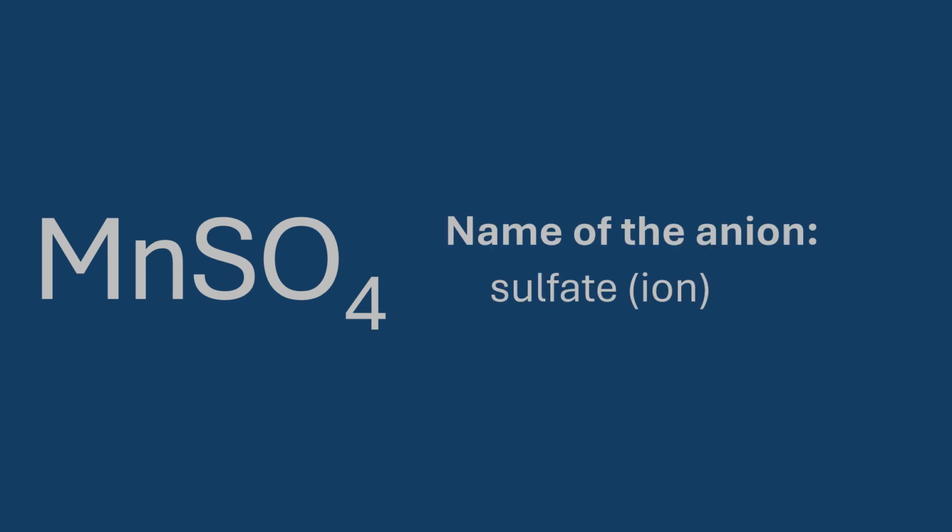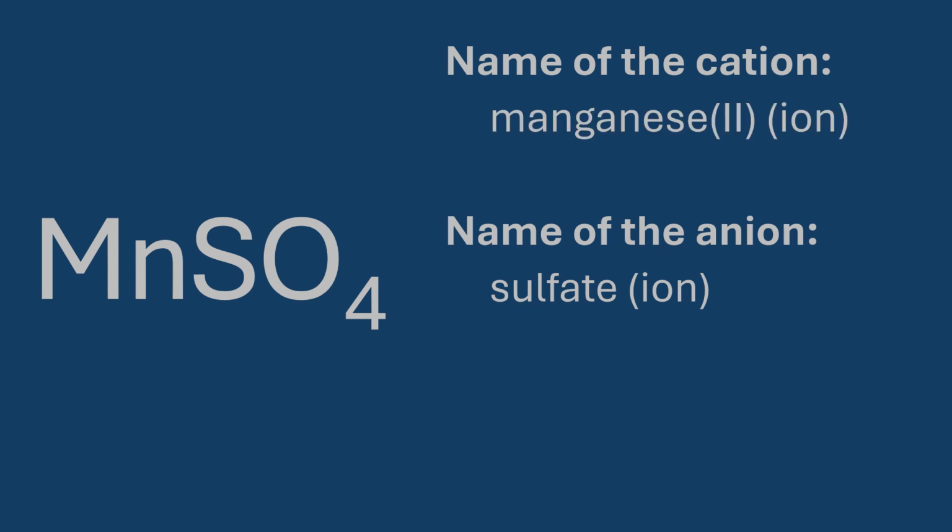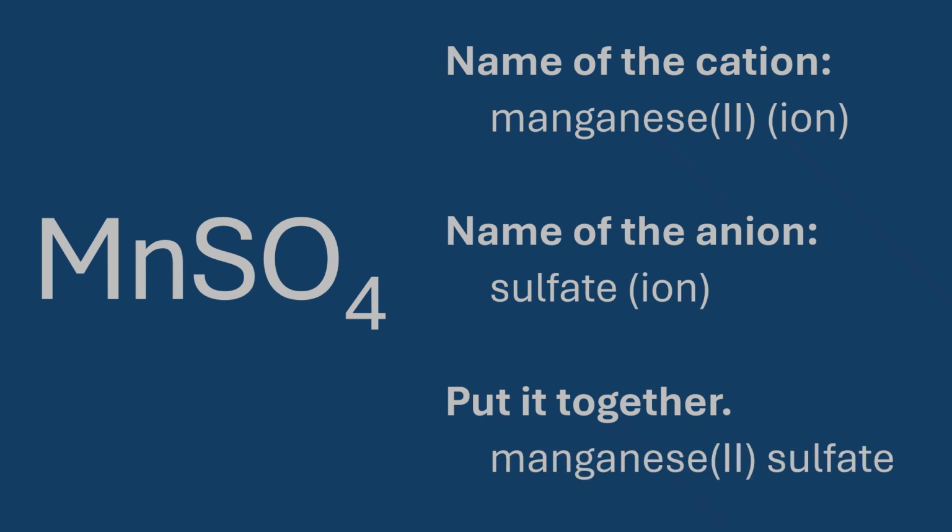Our anion is the polyatomic ion sulfate. Sulfate is actually sulfuric acid minus its 2 hydrogen ions, so it carries a charge of 2-. Again, there's a single manganese cation paired with a single sulfate anion, and the magnitude of their charges must be identical. So the name of the cation will be the manganese(II) cation. The name of the salt, therefore, is manganese(II) sulfate.